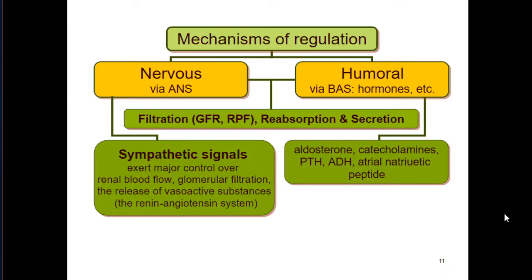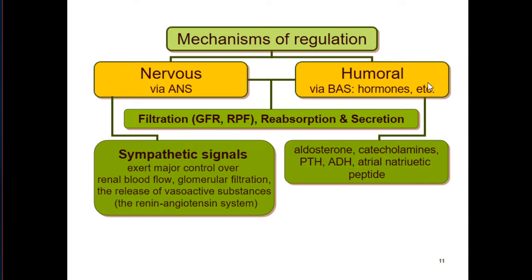Let's talk about mechanisms of regulation of those three steps of urine formation which we mentioned last lecture. So mechanisms of regulation, as always, are neural and humoral. Neural regulation will be done through the ANS. And as you might remember, for the kidney, mostly we will discuss the sympathetic control, which mostly exerts its influence on the renal blood flow, meaning it controls glomerular filtration because vasoactive substances will be released.